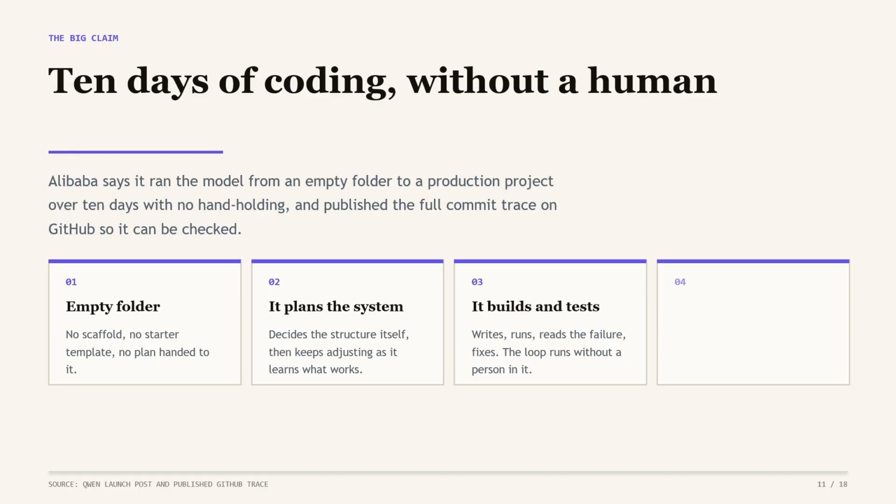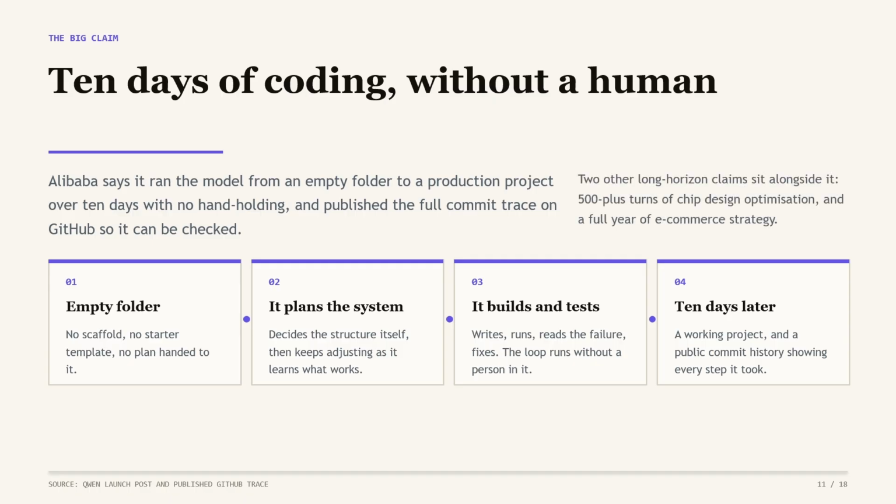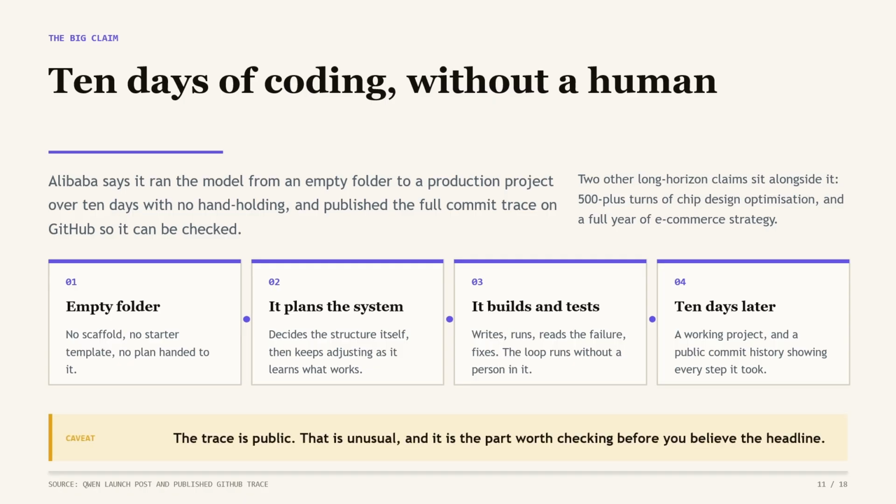That last part matters. Anyone can claim a model worked around the clock for 10 days. Publishing the trace means people can go and argue with it. There are two more claims like this: 500 rounds of chip design tuning, and a full year of e-commerce strategy. I would treat all three as interesting rather than proven, but the trace is public, so you can go and look before you decide. So why this?